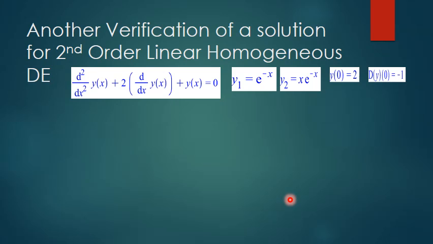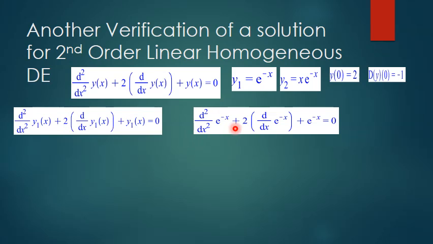Let's try another verification. Let's try this differential equation. So here's my y1 and y2 and my initial condition for my velocity. I plug in my first y1 function. I get this expression. I take the second derivative of this function. I get this value. I take the first derivative. I get this value. You see I have one factor here and one factor here. That gives me a positive 2e to the minus 2x. Subtract off a negative 2e to the minus x, and then I get 0.